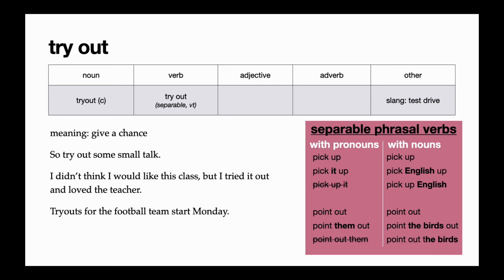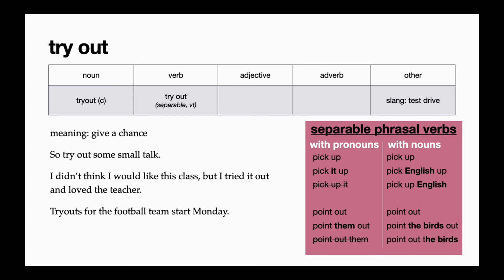And our last phrasal verb is try out. Try out is a separable transitive verb that means to give something a chance. In the reading, we said, so try out some small talk. So trying out some small talk also basically means try some small talk, right? Do it and see if you like it, see if it works. Similarly, in the second example, I didn't think I would like this class, but I tried it out and loved the teacher. You could also say I tried it and loved it.